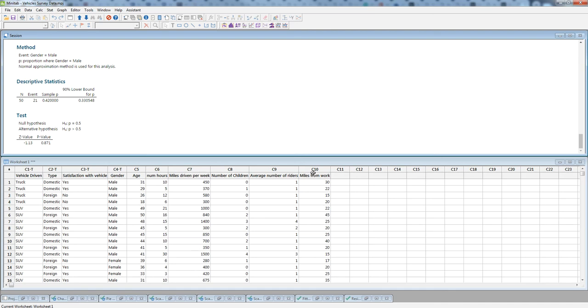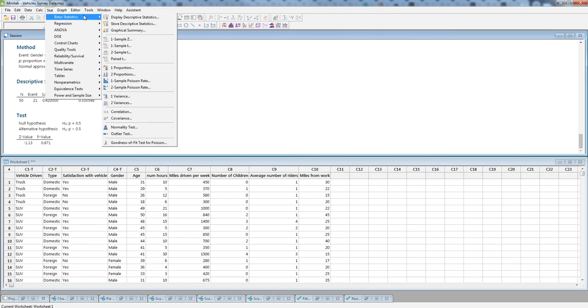But I think actually I want to do number of miles from work because I did that one earlier. I want to see what the prediction is about how far people drive from work typically. So I'm going to do a confidence interval on this one. So we're going to go back to Stat, Basic Statistics, and to do confidence intervals for a mean, we use the one sample t-test.